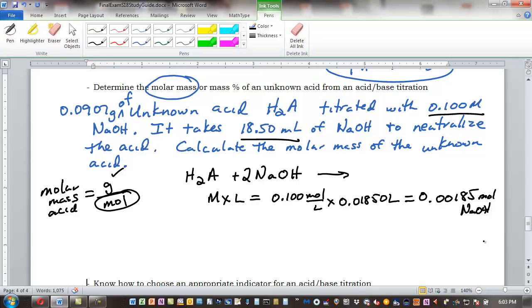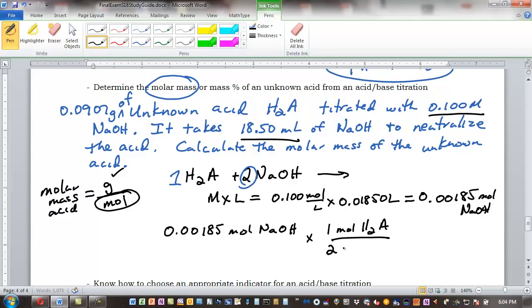We need moles of acid. Divide by 2. So we have to set up our mole ratio. Looking at our balanced equation, 2 here, 1 there. Okay, so this is stoichiometry. We use molarity in liters to get moles of one thing in the equation. We then use the mole ratio to get the moles of something else. And then what do we do with that moles of acid? Grams divided by the moles.